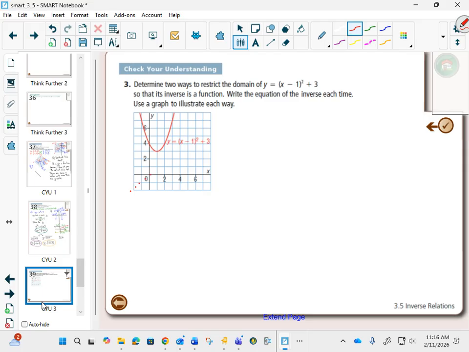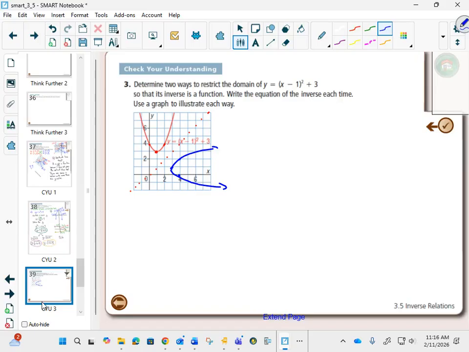Right now, if you reflected this over this line, if you switched all of your x and y values, I'm just going to do it quickly here. Instead of having 1 comma 3, I would have 3 comma 1. Instead of 2 comma 4, I'd have 4 comma 2 and 4 comma 0. The parabola, if you reflected it over that line, would look like this. And I hope that you can see that that blue graph does not pass the vertical line test.